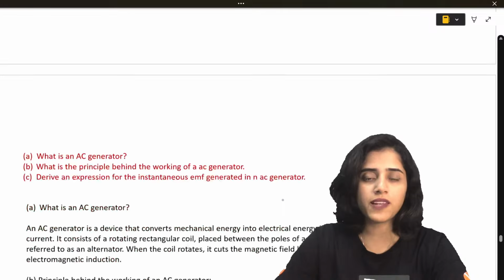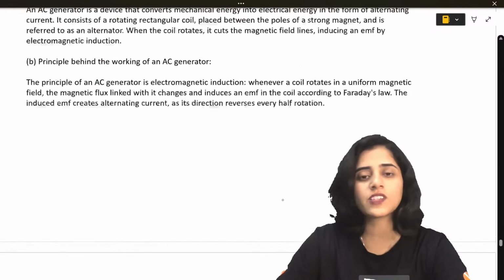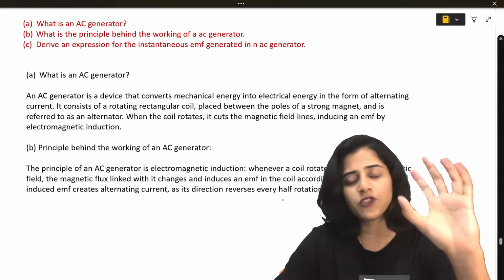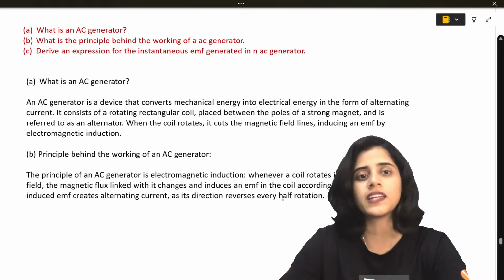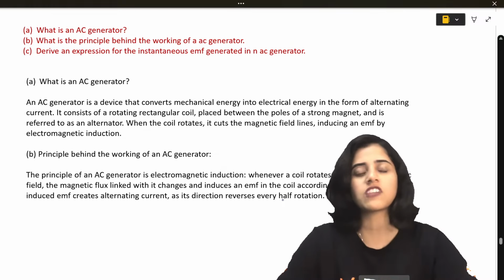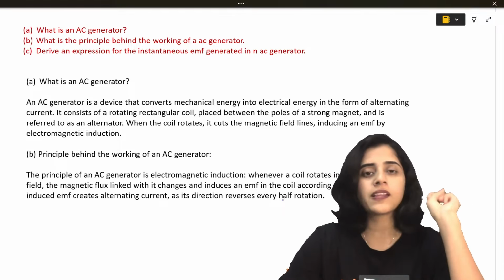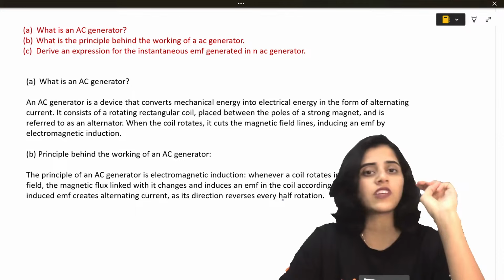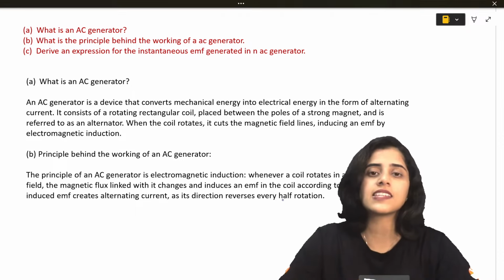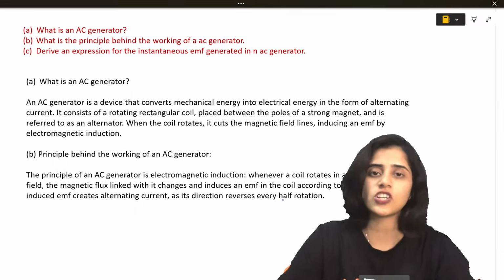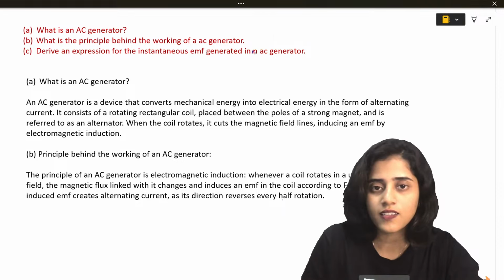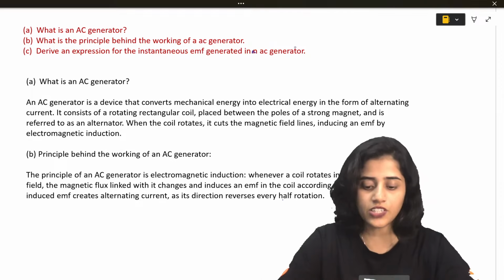Okay, next chapter, electromagnetic induction. In electromagnetic induction, very few 5-mark questions are there. It's also mainly 2 and 3. But this is a 5-mark question you can get. They can ask you what's an AC generator, what's the principle behind it, and derive the expression for instantaneous EMF generated in an AC generator.